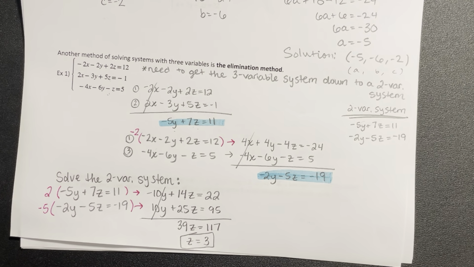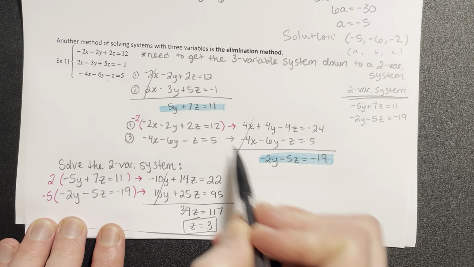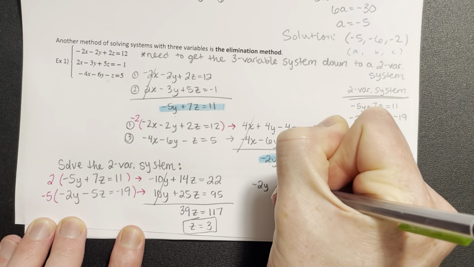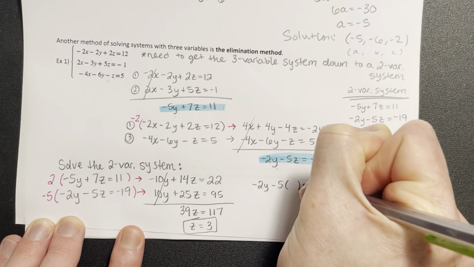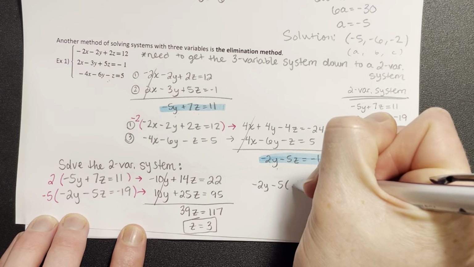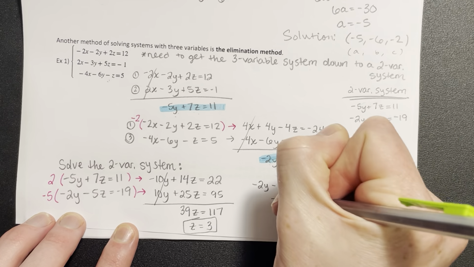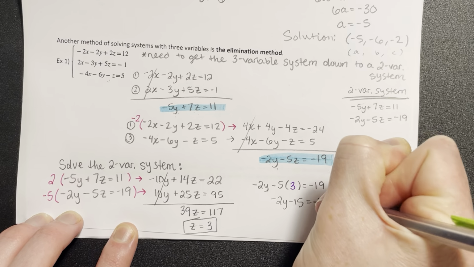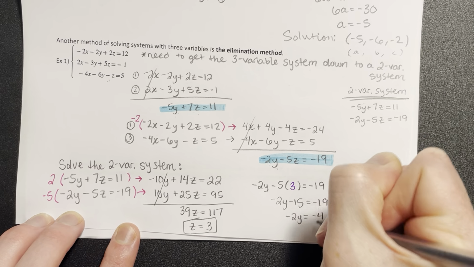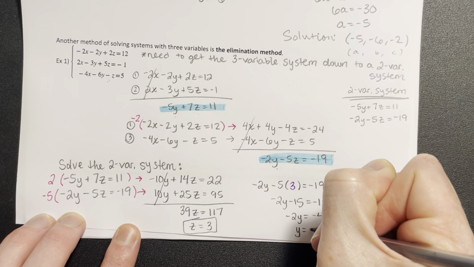Since I know what z is equal to, we can plug that into one of the equations that had only y's and z's. It doesn't matter which one you plug it into. So I'm going to take this negative 2y minus 5z equals negative 19 and plug in the z that we just found, so 3. That makes negative 2y minus 15 equals negative 19. If I add 15 to both sides, we get negative 4 on the right side, and then divide by negative 2, so y is positive 2.